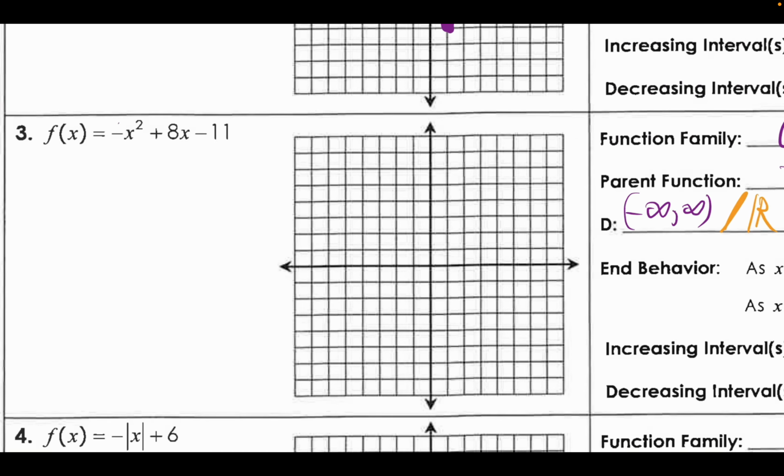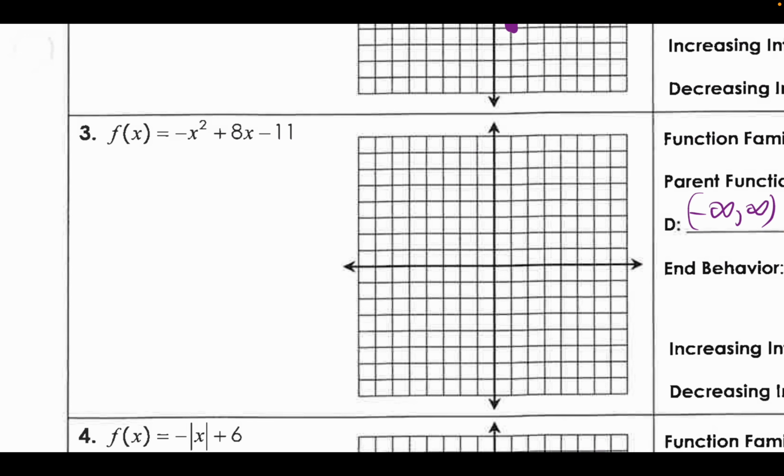So I do notice that this opens down, it's important to note, but I do need to find the axis of symmetry and then the vertex. We're not told it since it's not in vertex form. So this is x equals negative b over 2a in order to do this, which is negative of 8 over 2 times negative 1. That gives me negative 8 over negative 2, which is positive 4. So x equals 4 is my axis of symmetry, which maybe you want to do a dashed line, maybe you don't. Either way is fine.